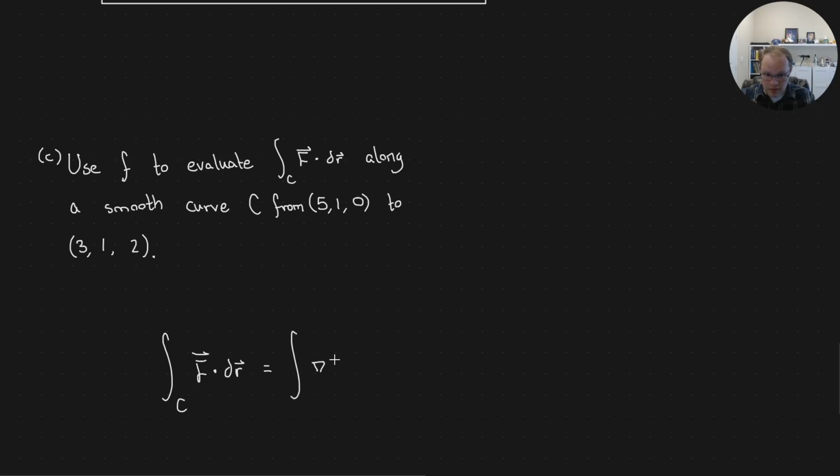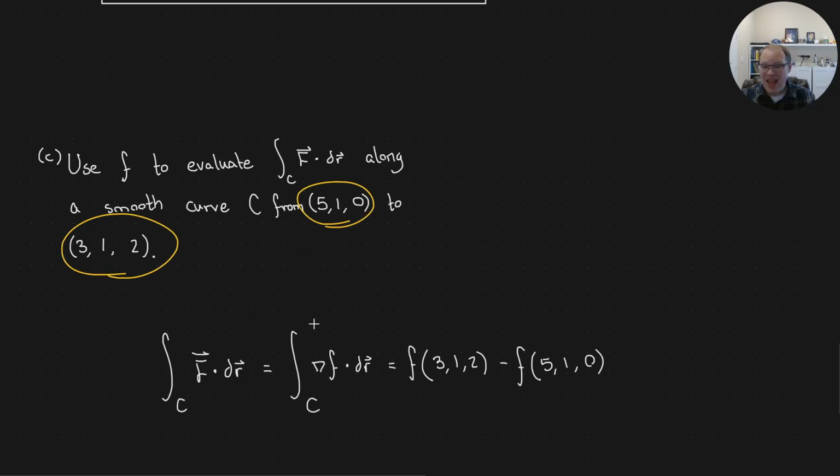Because it's conservative, my vector field F is just the gradient of my potential function little f. And by the fundamental theorem of line integrals, that's just going to be our potential function evaluated at our end point, we end at (3, 1, 2), minus the potential function evaluated at the start point, (5, 1, 0). Again, since it's a conservative vector field, it's path independent. So the only thing that matters is the starting and end point. Any path in between, the line integral over that path will be the same.